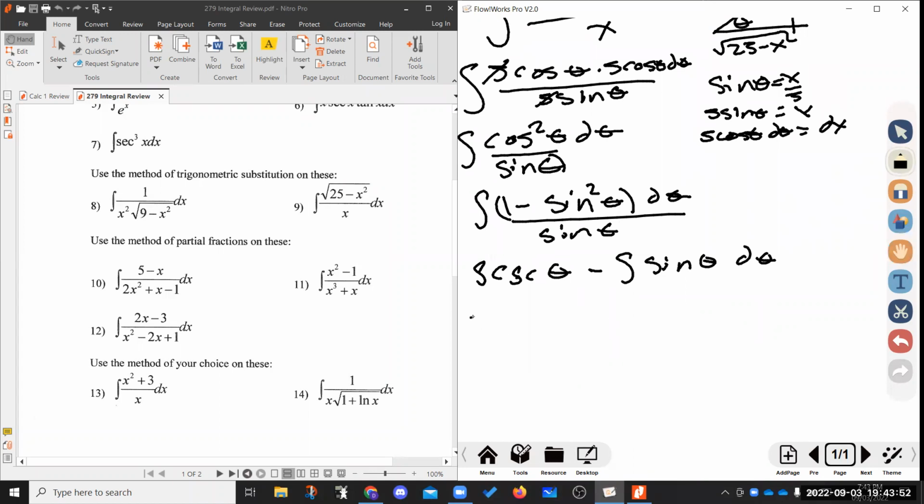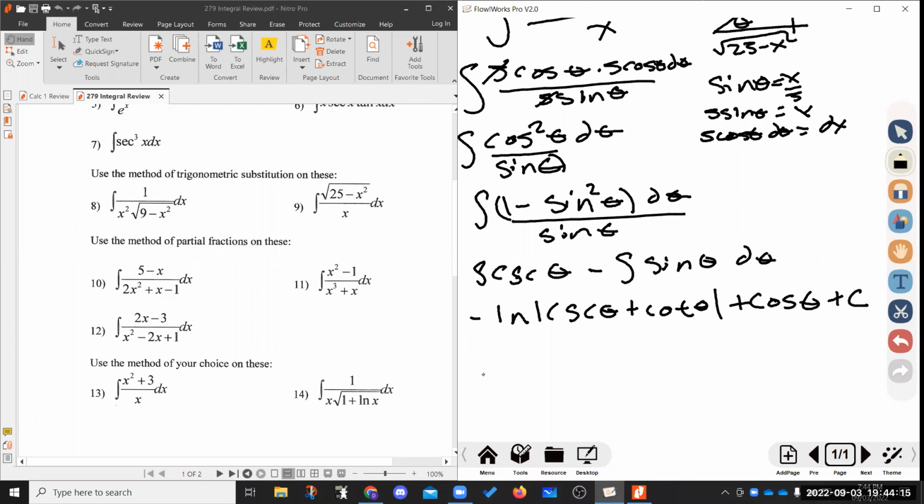Integral of cosecant is negative ln of cosecant plus cotangent. That could also be cosecant minus cotangent. It's the same thing. Integral of sine is negative cosine. So negative negative is going to be positive, plus c.